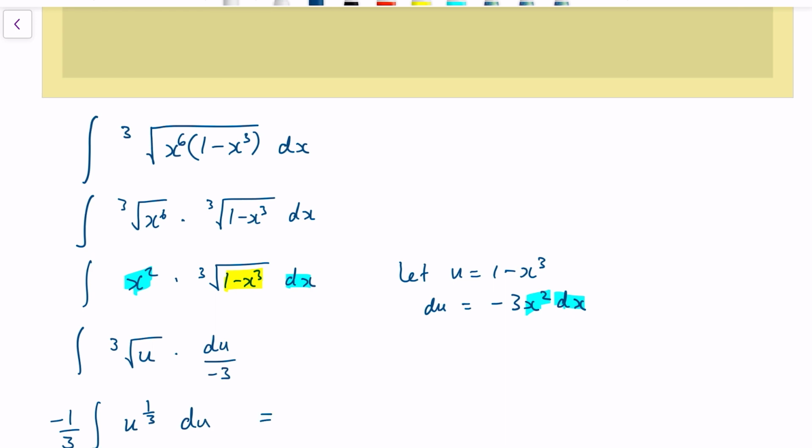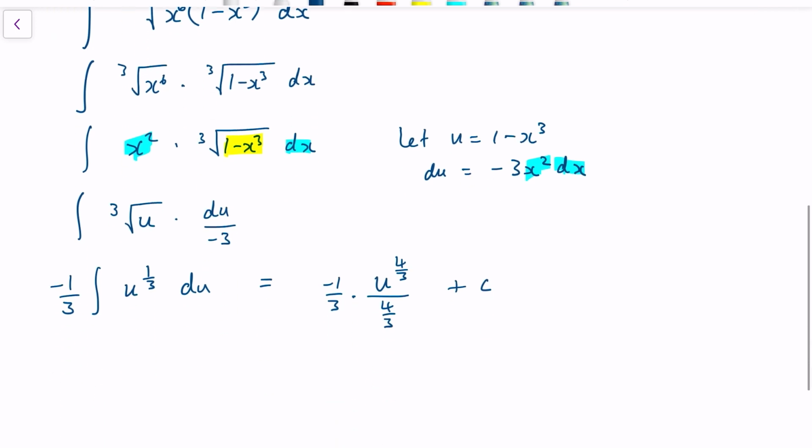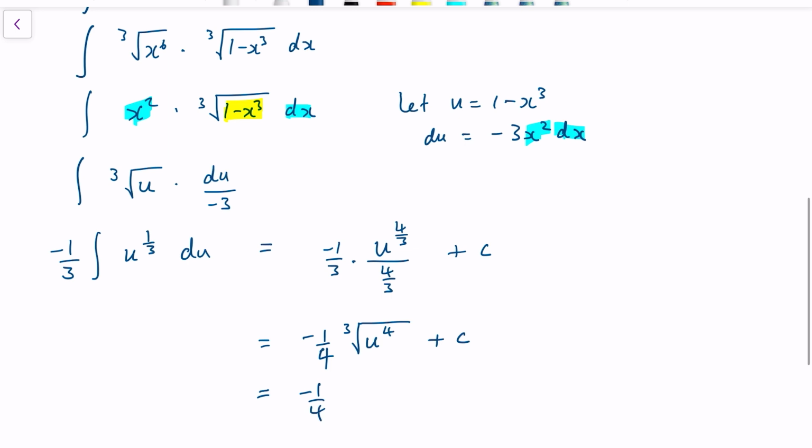u to the 1/3 integrates to u to the 4/3 divided by 4/3. We've also got the minus 1/3 in the front and a plus c. And then we can simplify that. Minus 1/3 divided by 4/3 is minus 1/4. And u to the 4/3, if we wanted to, could be written as u to the 4 cube rooted. You don't have to do it that way. And then the last thing we need to do is replace the u, because we put it into the problem, with the substitution, which was 1 minus x cubed.